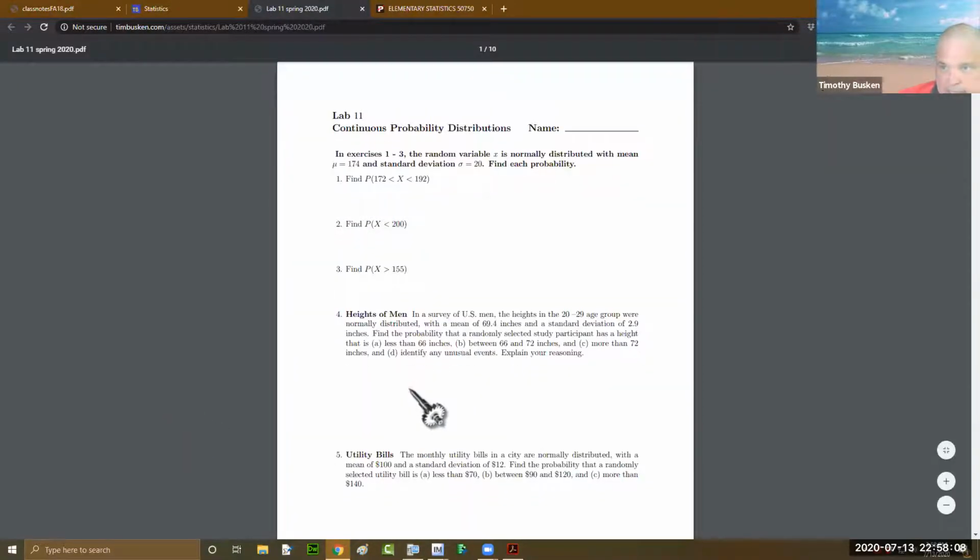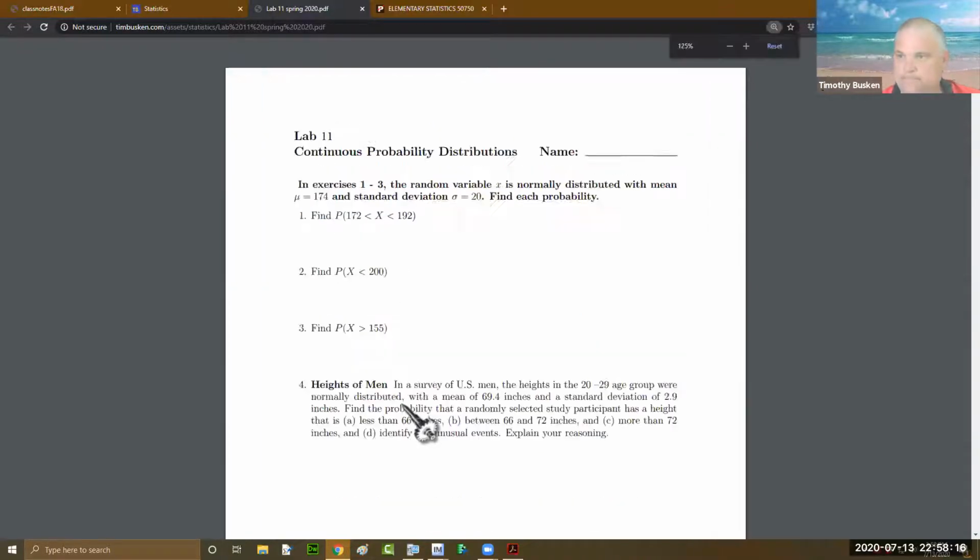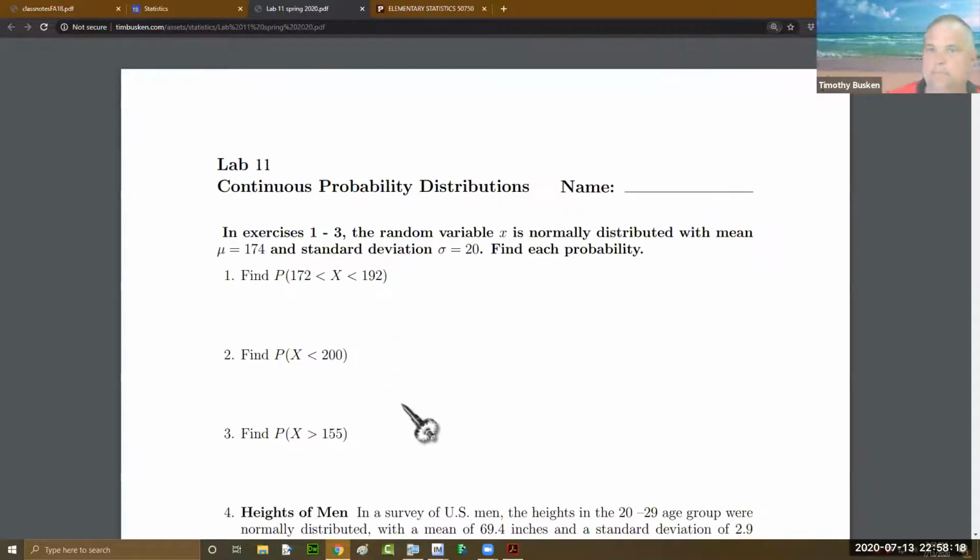Okay, so it looks like it's lab 11. And I'm going to go back and work with the z-table here in a little bit. Before I do that, let's take a look at these first 3 problems right here. I'm going to show you how to do the problem both ways, with the Z table and the calculator. You should already know how to do this with the calculator.